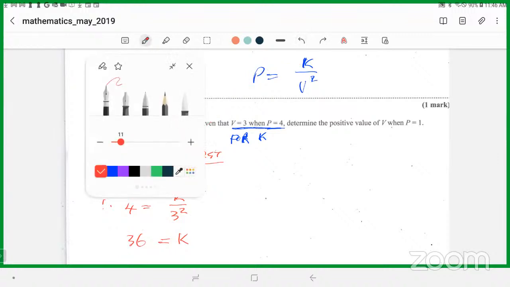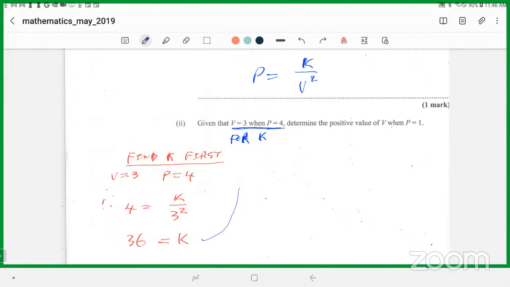Since the K is 36, our formula becomes, so we can go back to the blue now, P equals 36 over V squared. This is the formula, fully known. But I want us to find what the value of V is when P equals 1. So we need to put P equals 1 right here and then work out the V value.